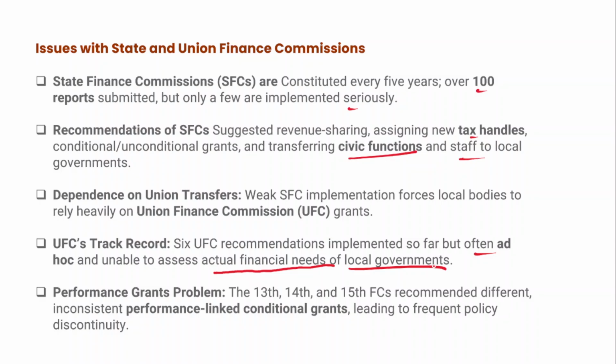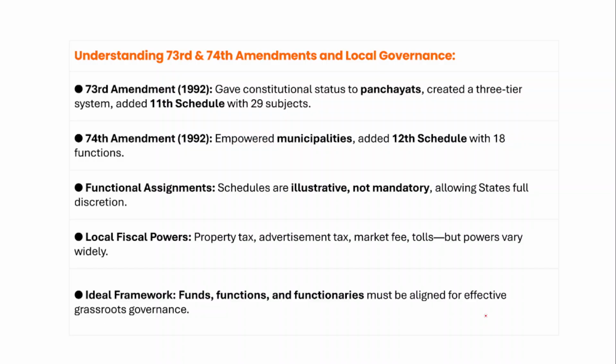So let's understand the performance grants problem, because the 13th Finance Commission, 14th Finance Commission, and 15th Finance Commission have recommended different, inconsistent performance-linked conditional grants. So they are actually based on the performance of the local bodies. If local bodies perform well, the grants will be provided to them. However, they are very often leading to frequent policy discontinuity as well.